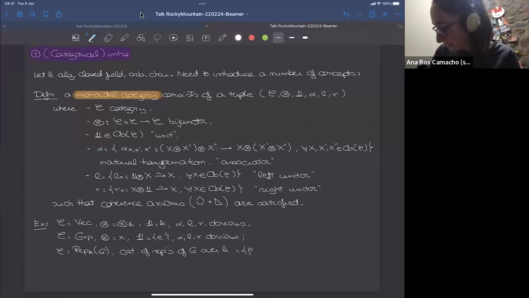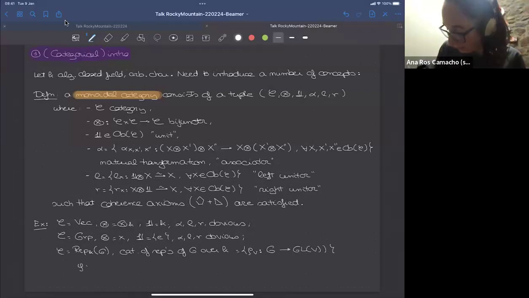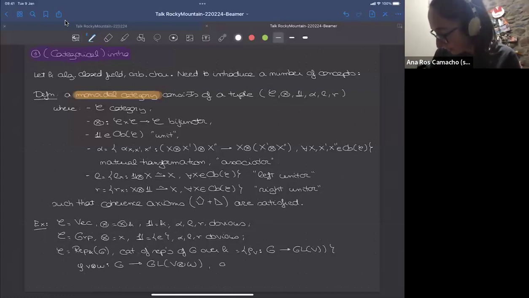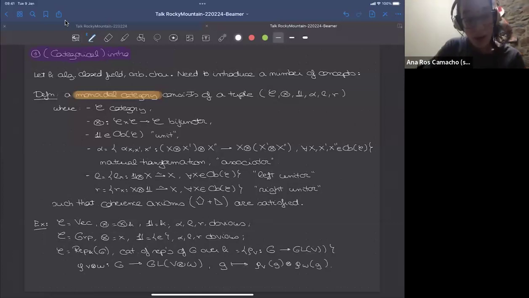So this is G going to GL(V). And my tensor product of representations is the tensor product of vector spaces, given by this, where you take an element in the group and you send it to the tensor product of the images of g under the representations rho_V and rho_W. And what for the unit? Well, this is for the tensor product.